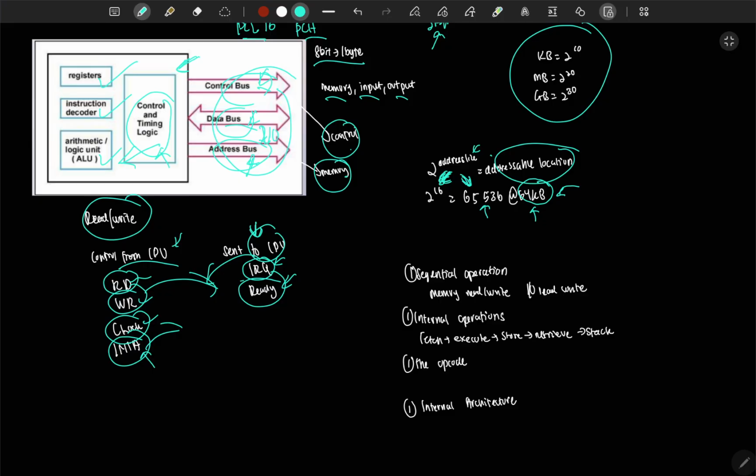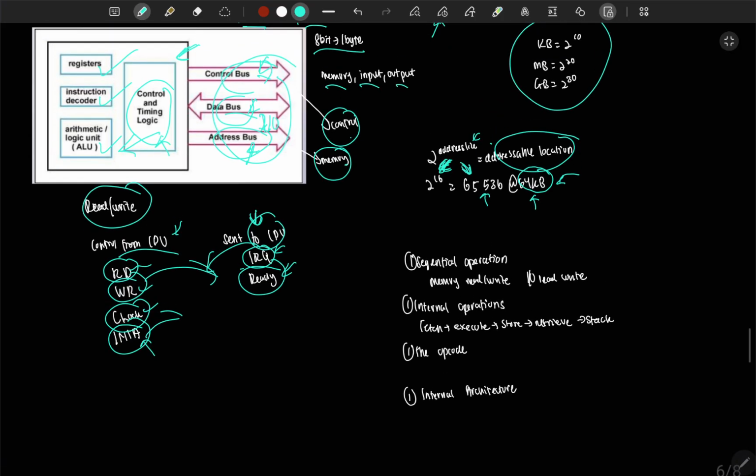Okay, so we have 4 types of operations going on in the microprocessor. One is sequential operation, which is memory read/write and IO read/write. This is in sequence because you need to go through the memory one by one. For example, if we write a program in assembly language, we start from ORG 800H and MOV A 80H, then ADD A with B. The code is executed in sequence from the first line to the final line, so that's sequential operation.